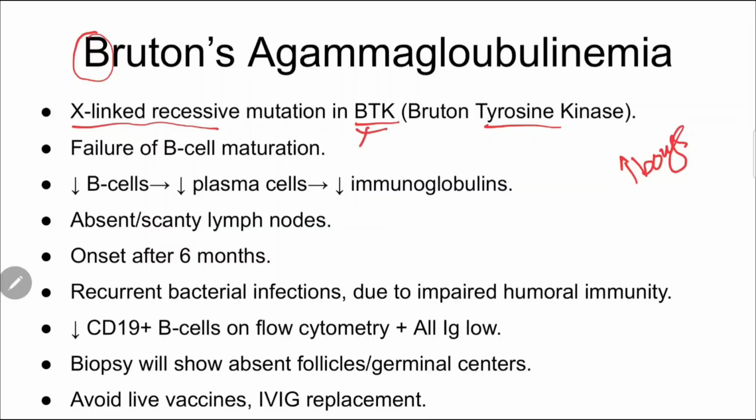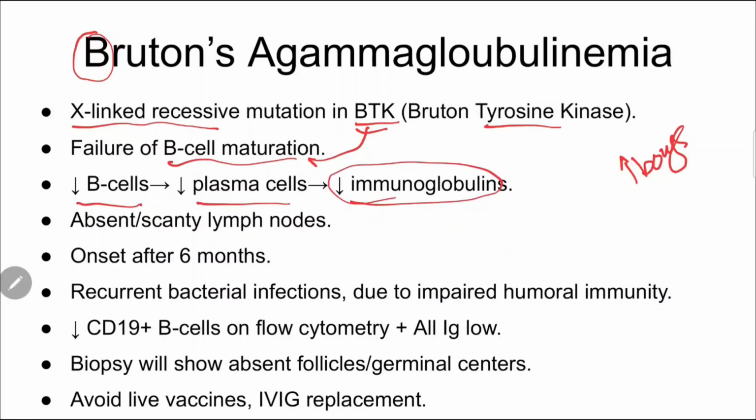BTK is responsible for B cell maturation. So obviously, if you have a mutation in BTK, you will have a failure of B cell maturation. That is why you have low B cells, right? So you don't have mature B cells. You will then also have low plasma cells, right? And because your plasma cells are low, you will have low immunoglobulins or antibody production.